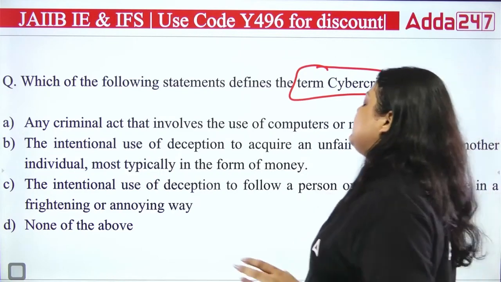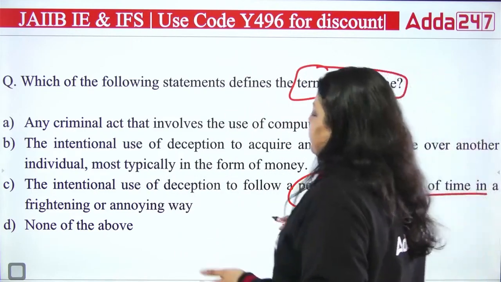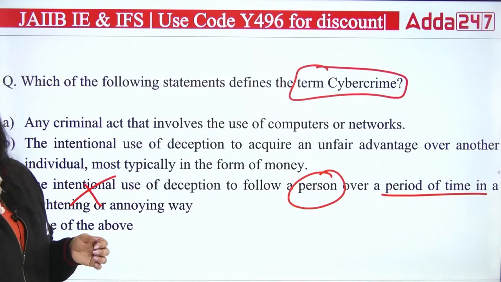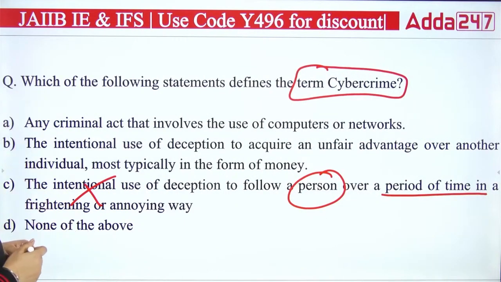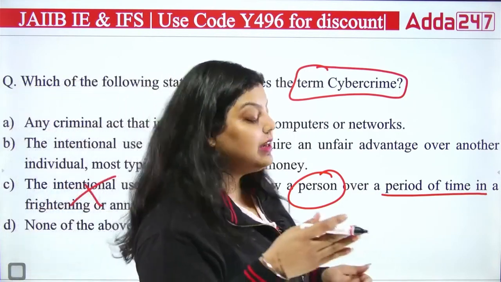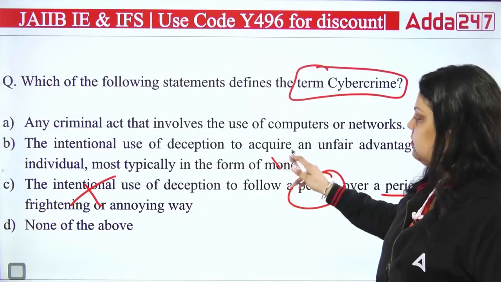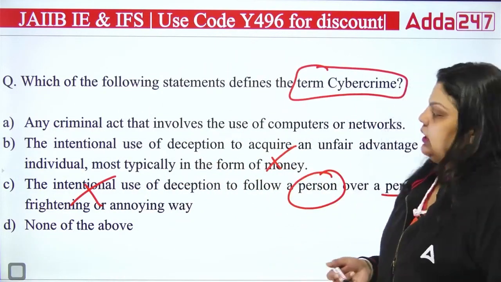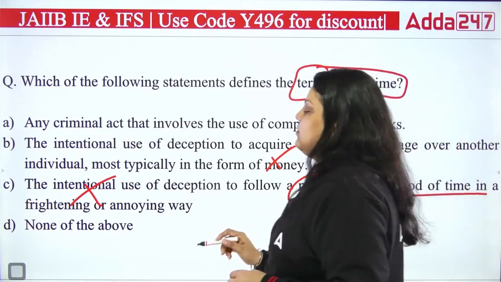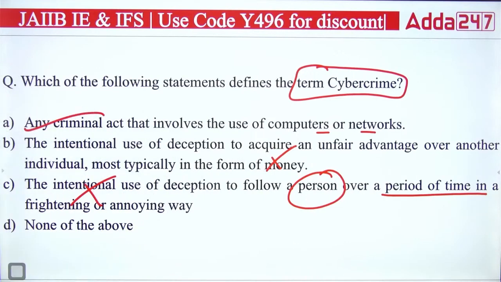So obviously, the intentional use of deception to follow a person over a period of time in a frightening or annoying way, that's not a cybercrime, right? Then the second is saying the intentional use of deception to acquire an unfair advantage over another individual, most typically in the form of money, not always in the form of money. Then any criminal act that involves use of computer or network will be counted. Okay, so right answer will be A.